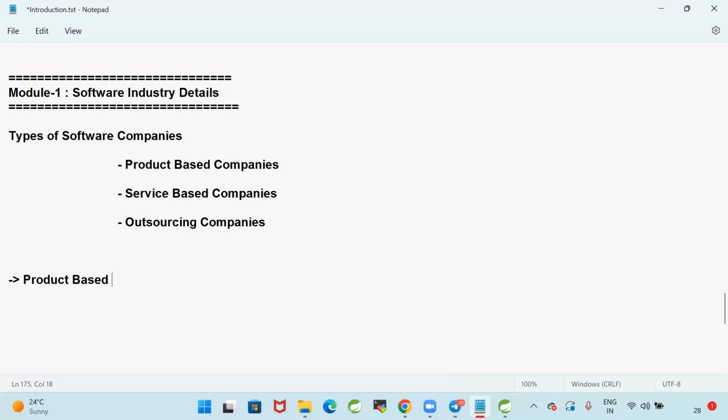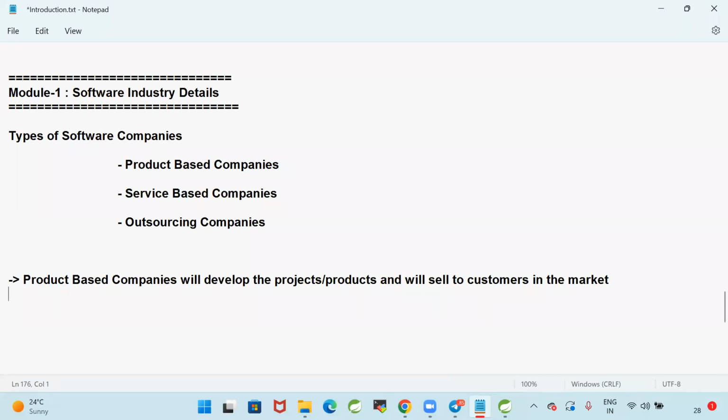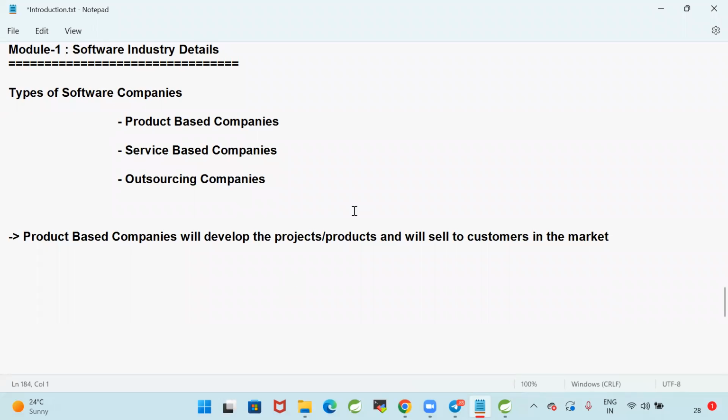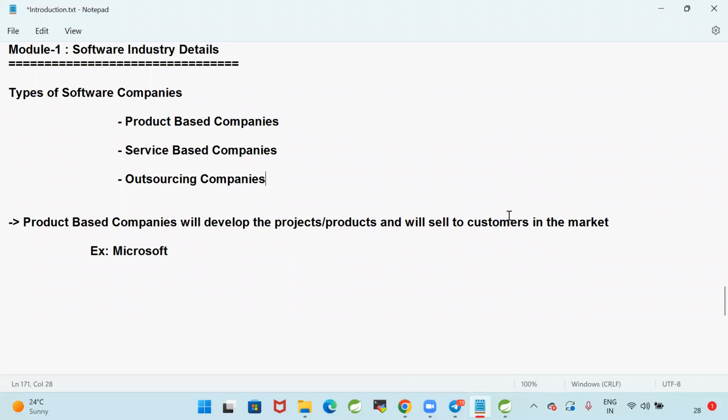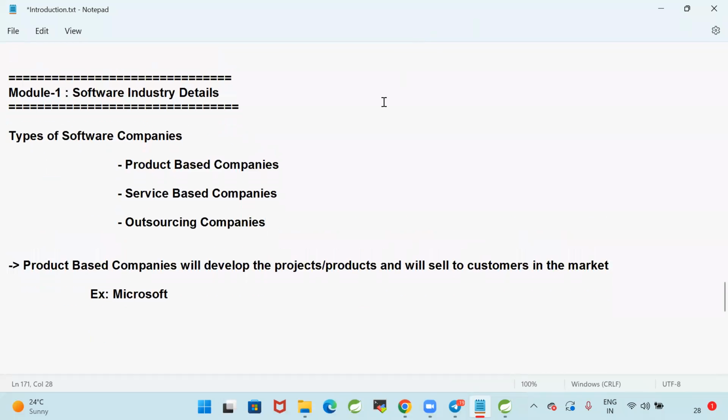Product-based companies will develop the projects or products and will sell to customers in the market. So these product-based companies will not have any clients. They will have only customers. For example, we have Microsoft. Microsoft is a product-based company. Microsoft will not develop the project based on your requirement. Microsoft is not providing any service. Microsoft is doing a business.